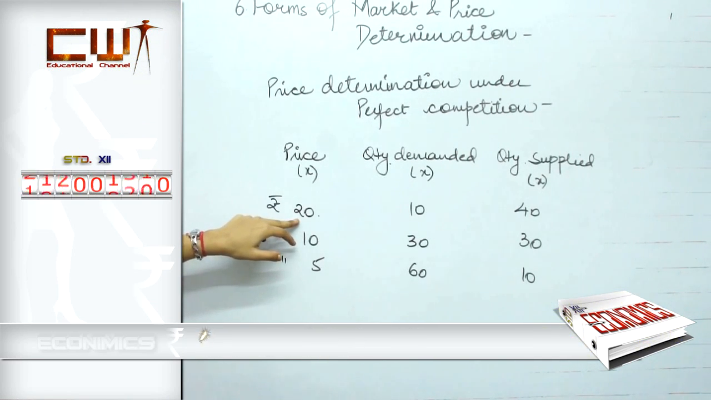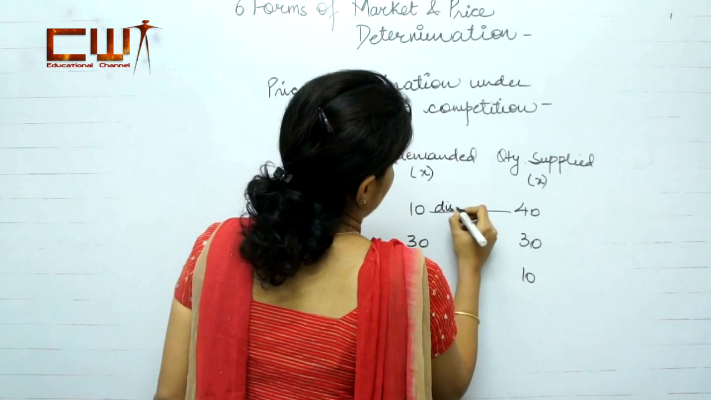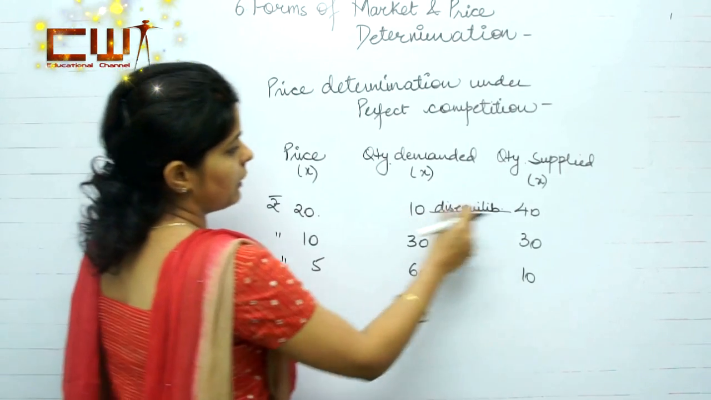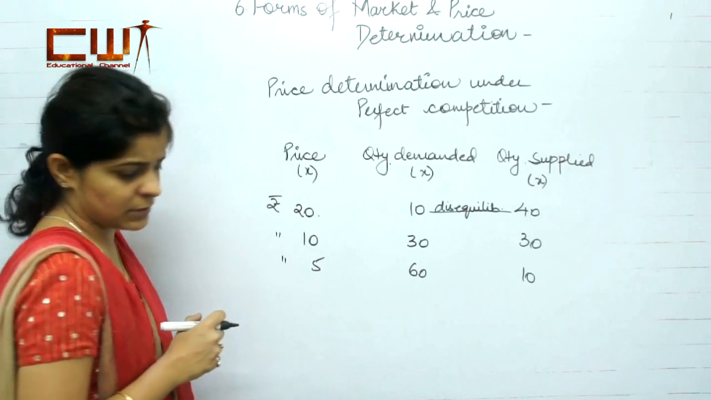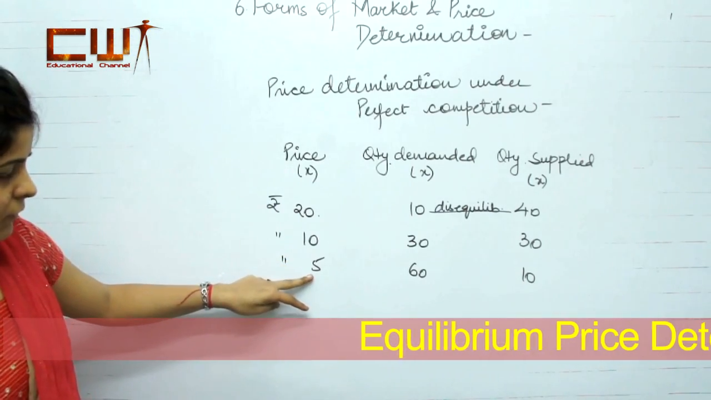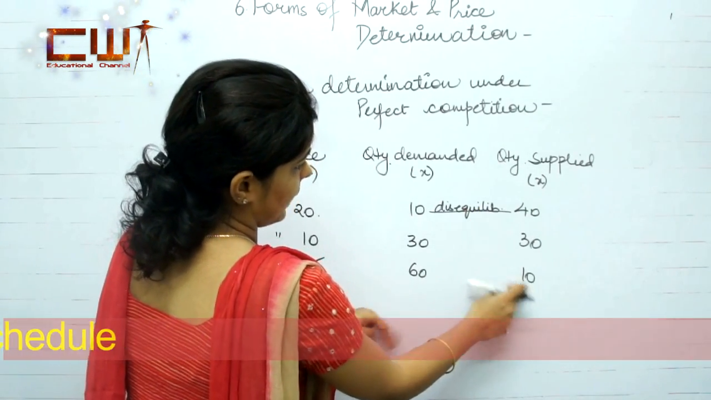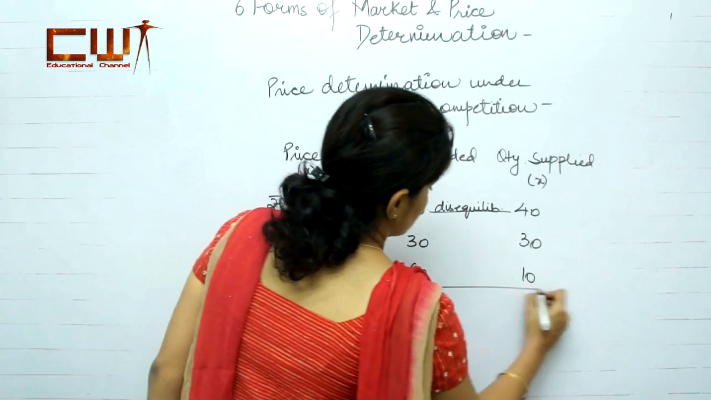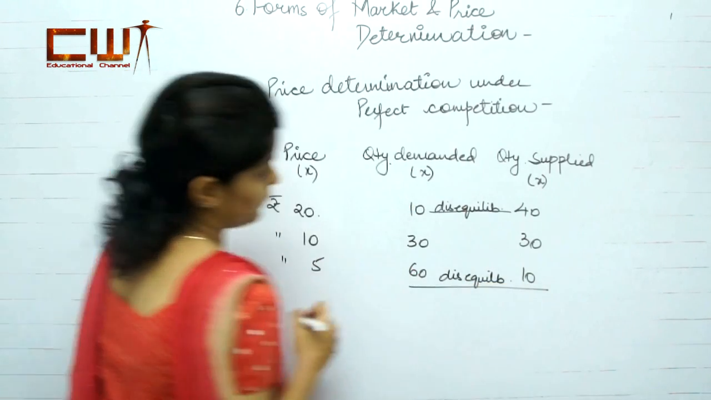So supply is exceeding demand. This stage is known as disequilibrium, because the quantity demanded and supplied are not equal to each other. Next, at the price of 5, suppose quantity demanded is 60 and quantity supplied is 10. So quantity demanded exceeds quantity supplied, and again there is a stage of disequilibrium.